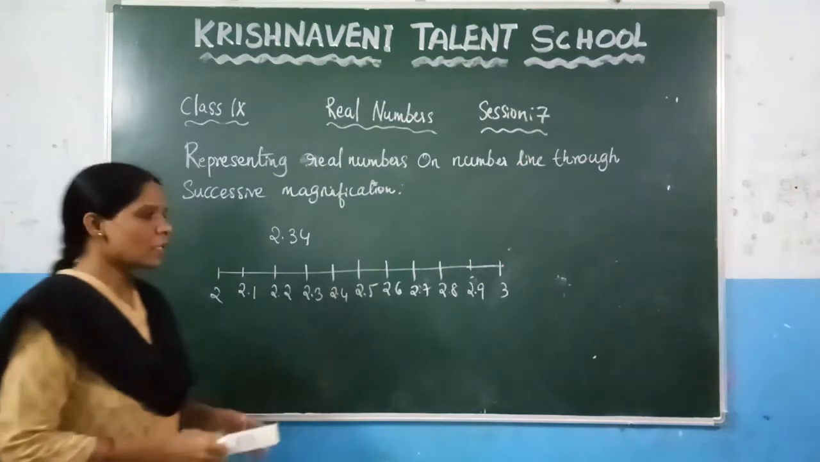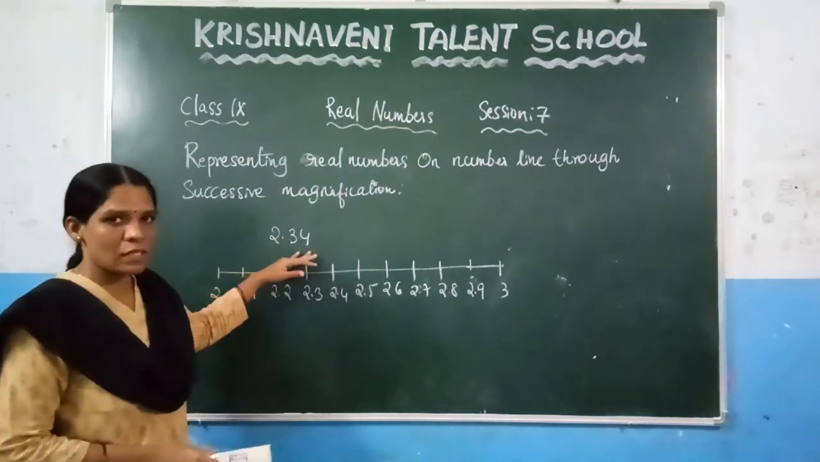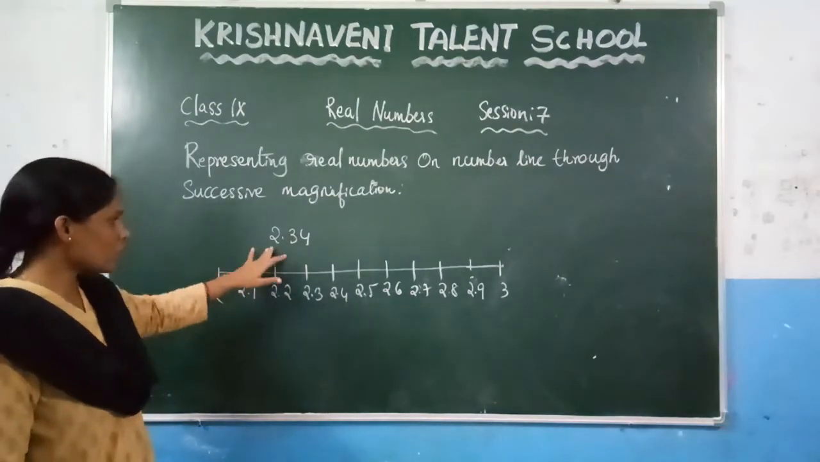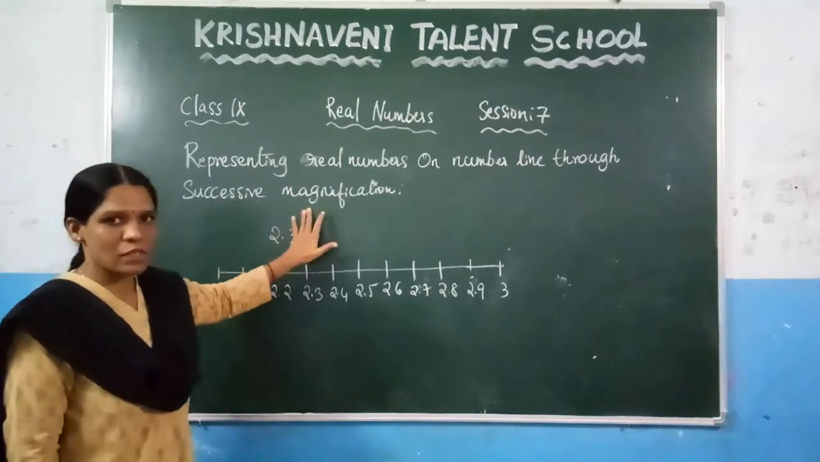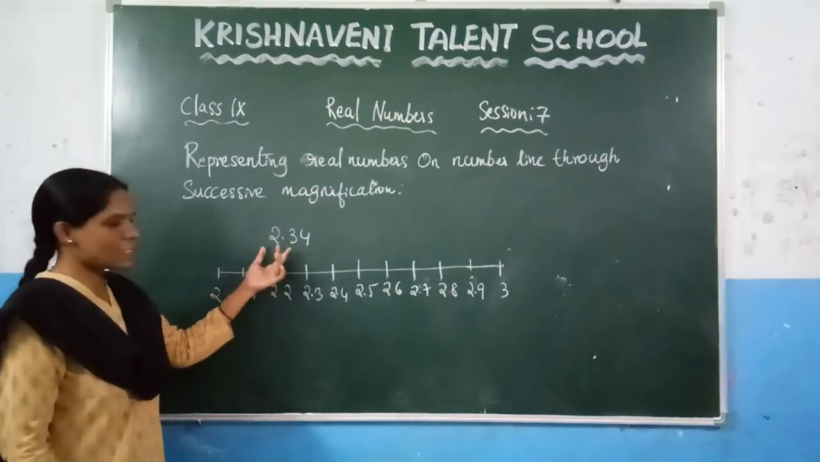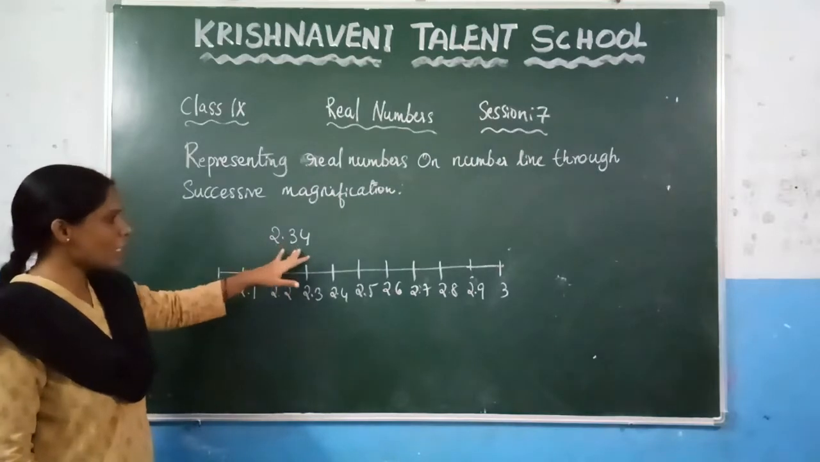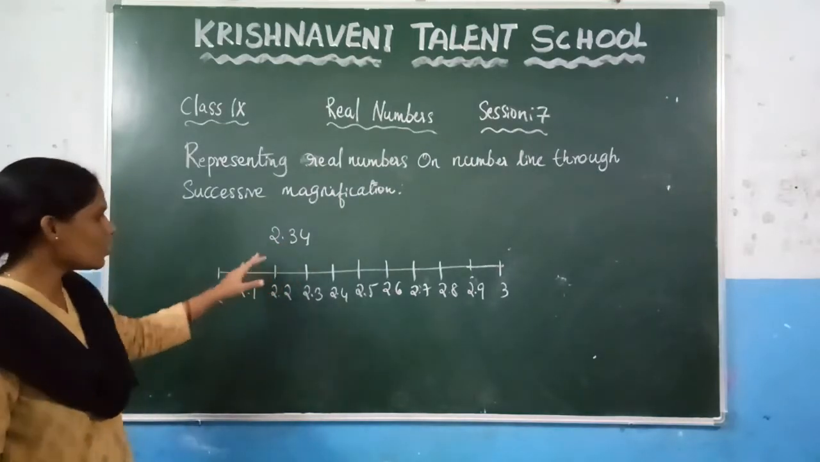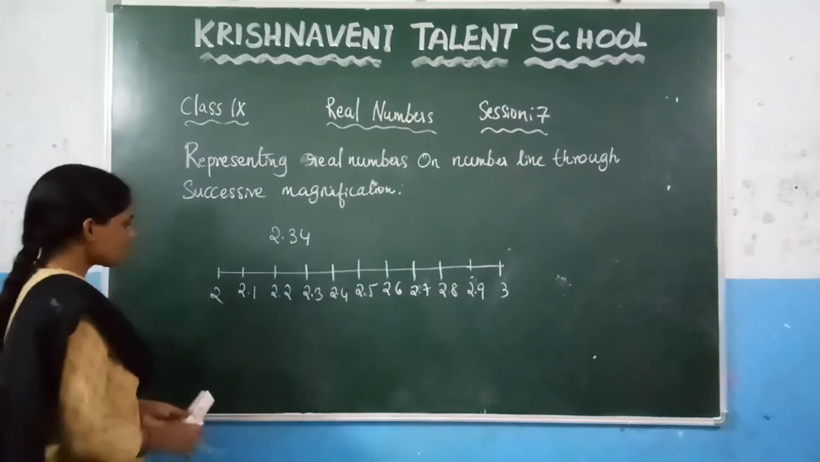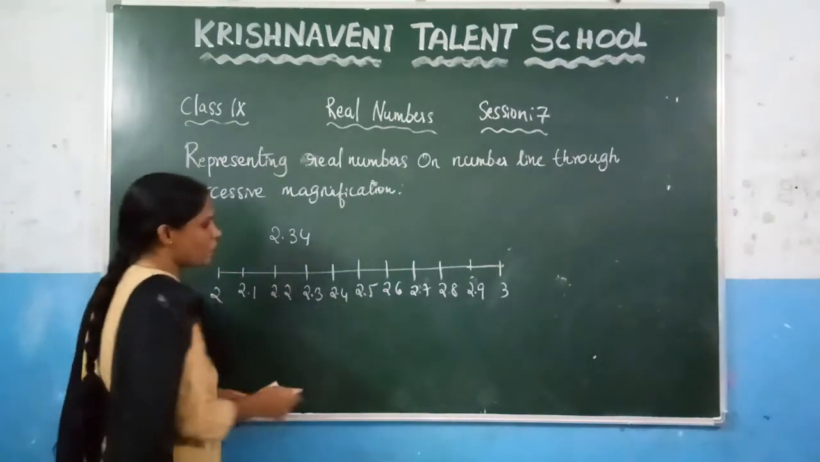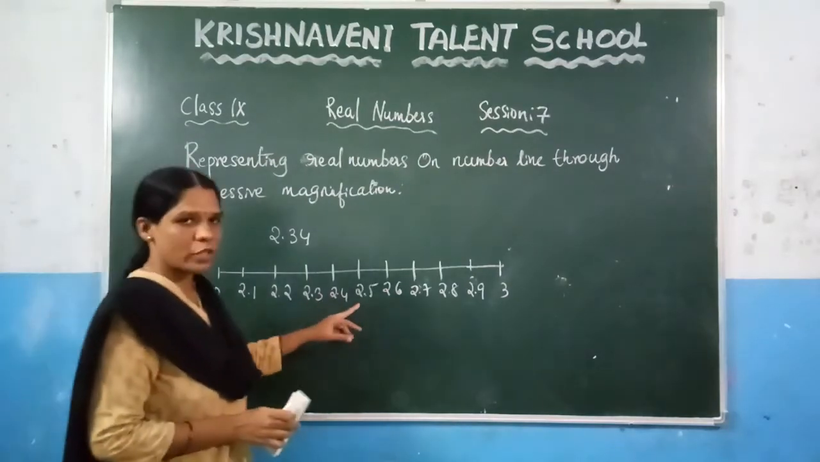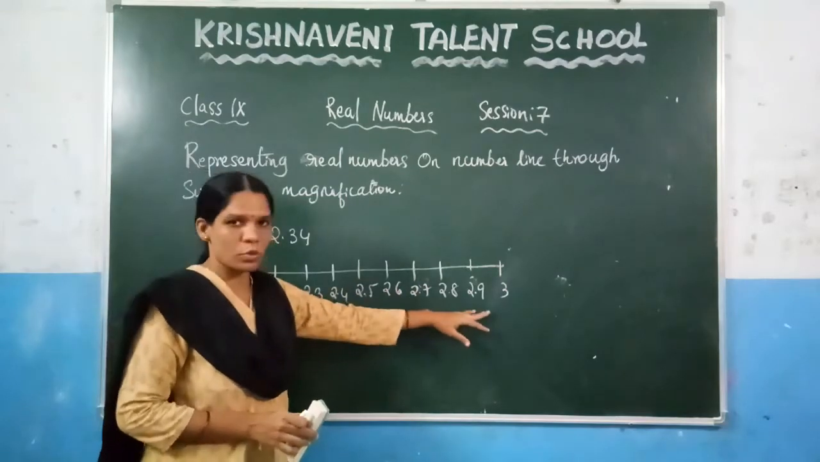What is the first step? If you are given any terminating decimal and want to represent it on a number line, you have to follow the successive magnification process. This process says that to represent a number, you need to check which two numbers it lies between. You know that 2.34 lies between 2 and 3. After that, you write the middle numbers between 2 and 3: 2.1, 2.2, 2.3, 2.4, 2.5 and so on up to 2.9.